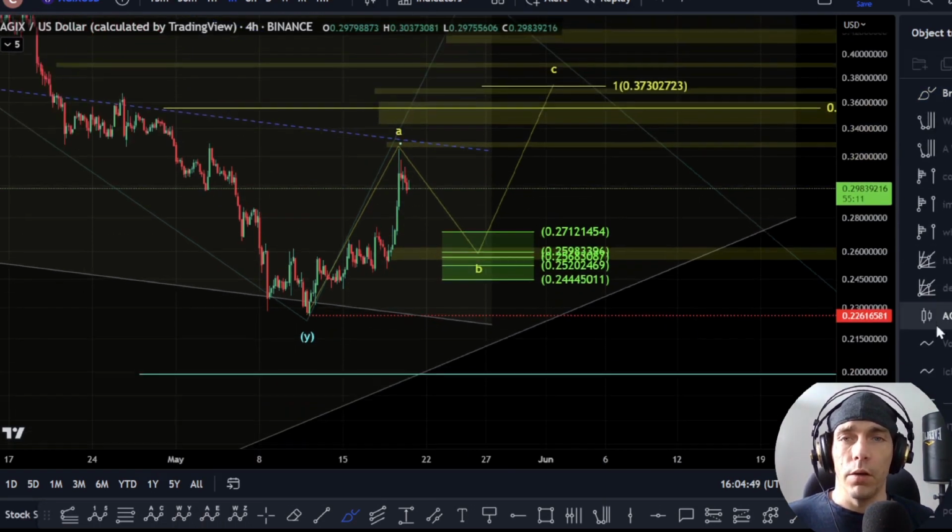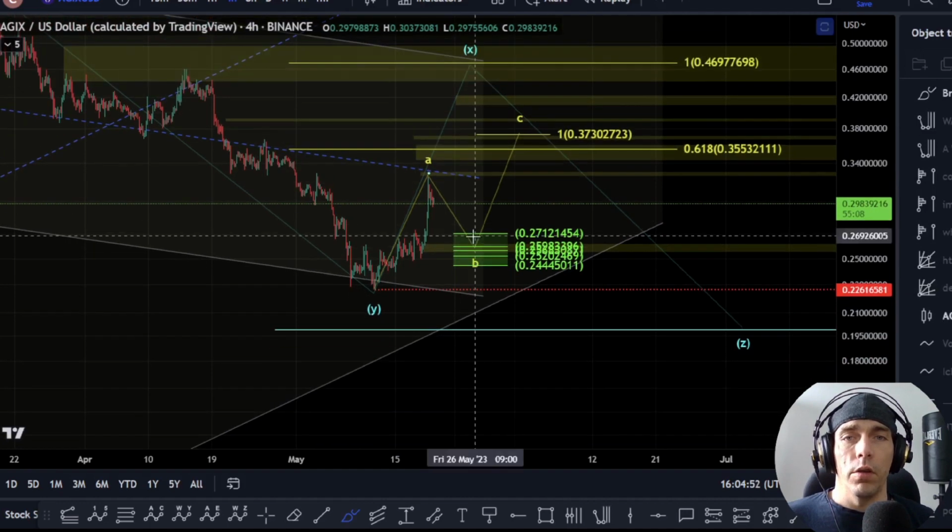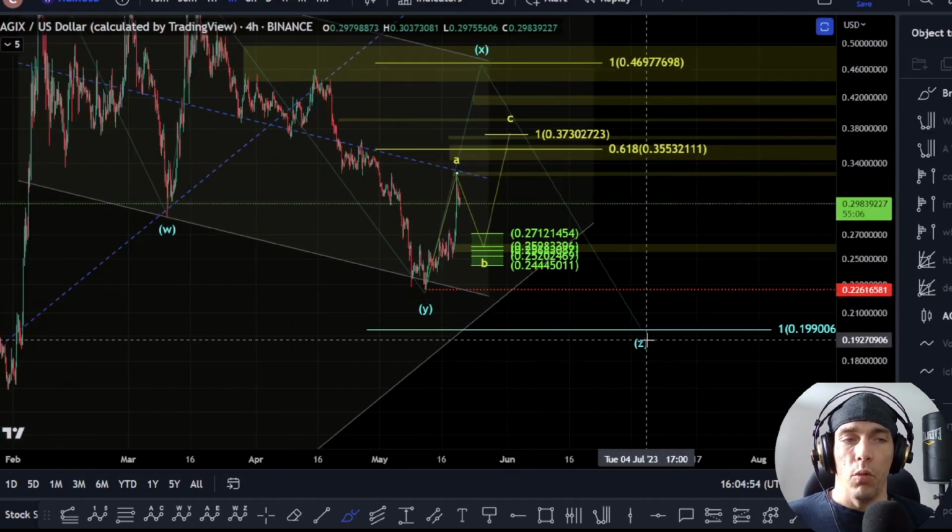but it wouldn't actually invalidate it. Now, if we are looking at this, we'd be saying that we're going to get a corrective move to the upside here and one more move to the downside.